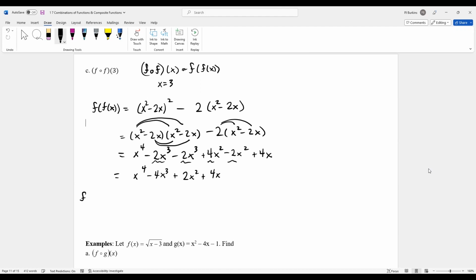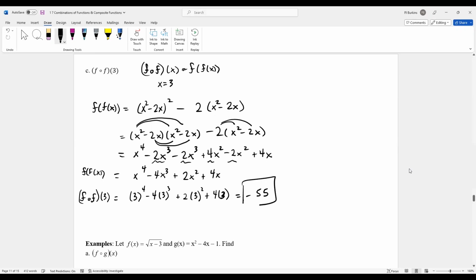Now, we were asked for f of 3. So we need to plug in 3 everywhere we see an x. So 3 to the 4th minus 4 times 3 cubed plus 2 times 3 squared plus 4 times 3. All right, so if I did that correctly, I end up with negative 55. So double check me on that.